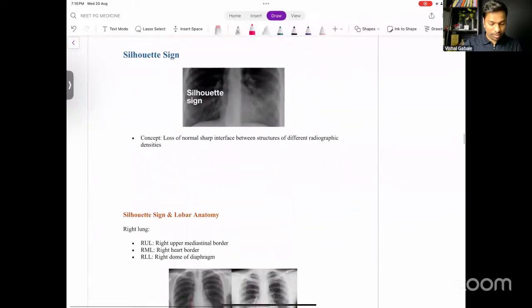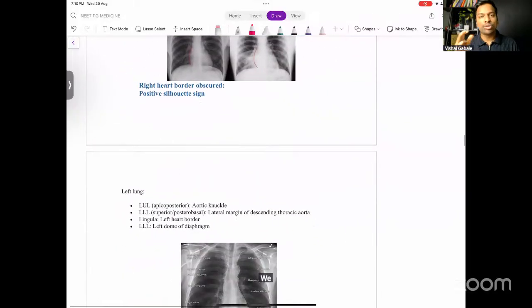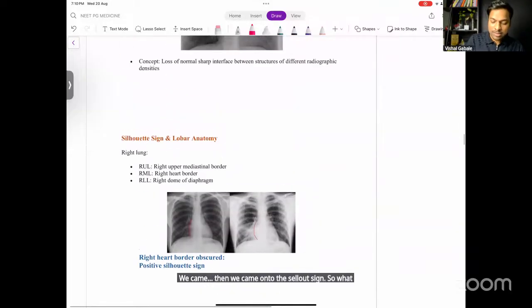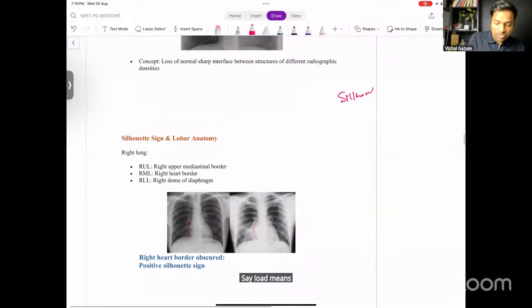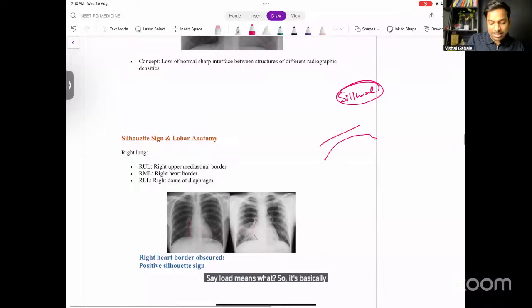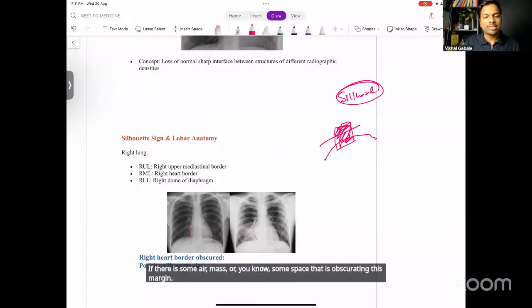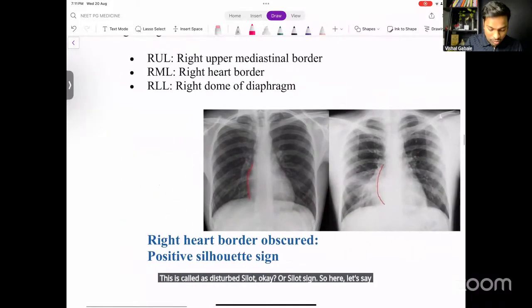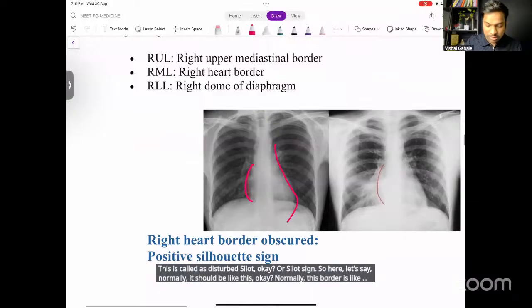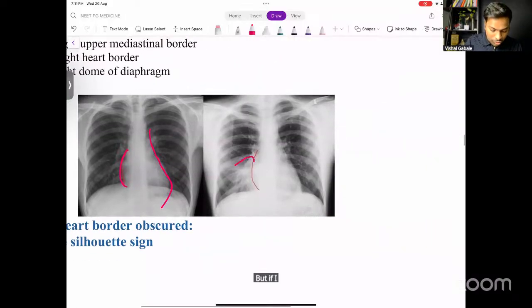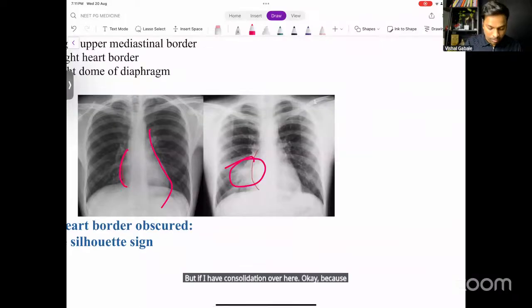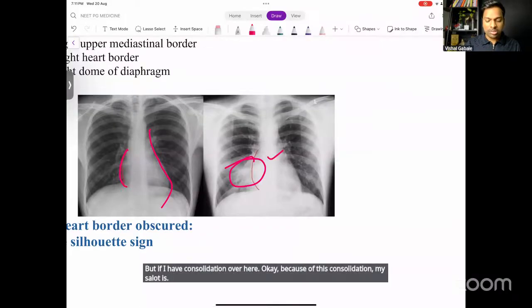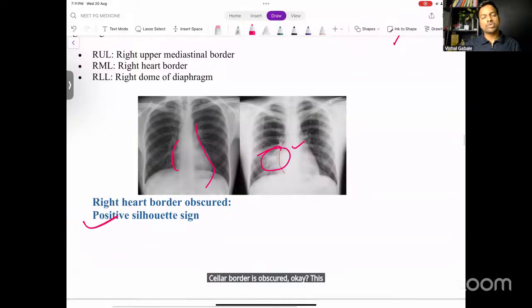Now we came to the silhouette sign. So what does silhouette mean? It's basically two structures that are separated. If there is some air, mass, or some space that is obscuring this margin, this is called a disturbed silhouette, or silhouette sign. Normally, this border is like this, and this border is like this. But if I have consolidation over here, because of this consolidation my silhouette border is obscured. This is called a positive silhouette sign.